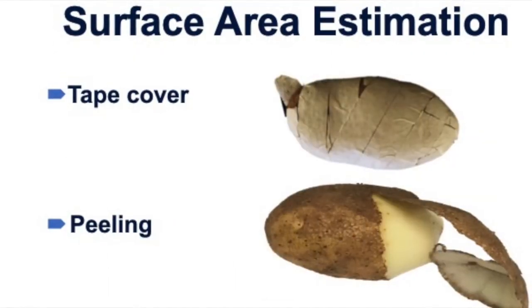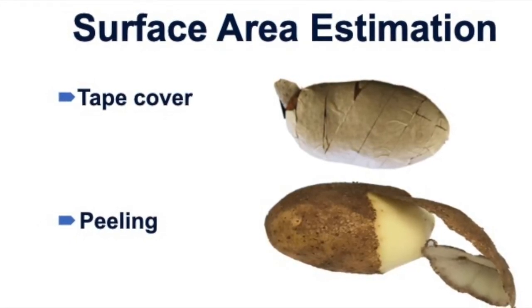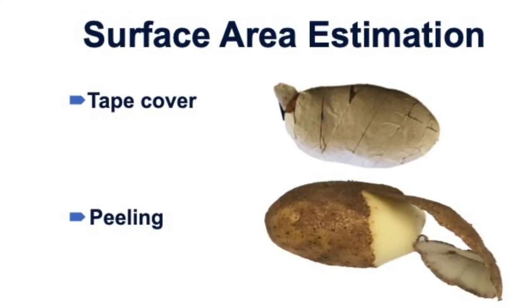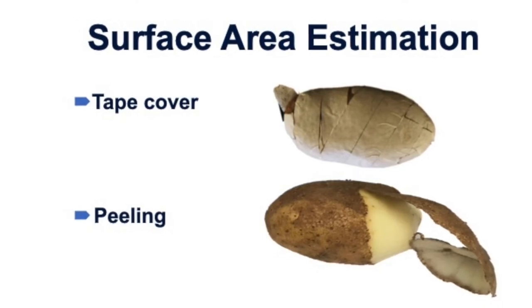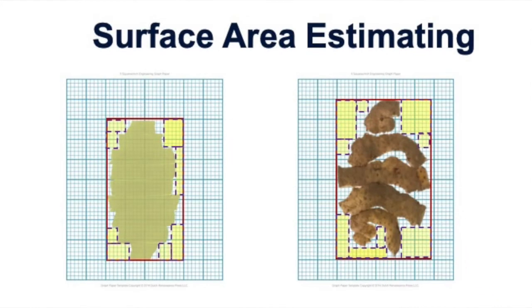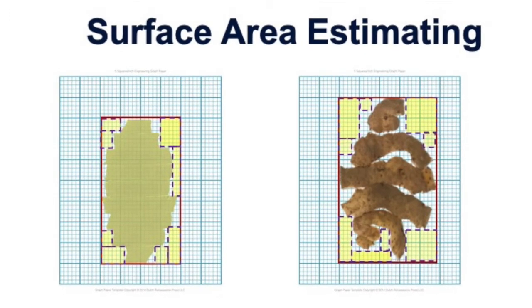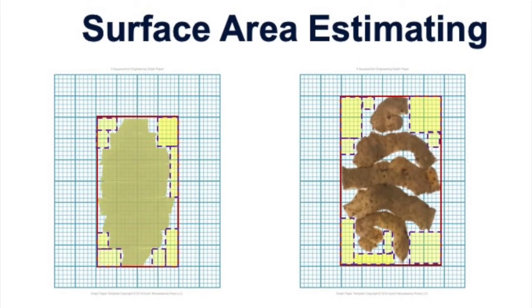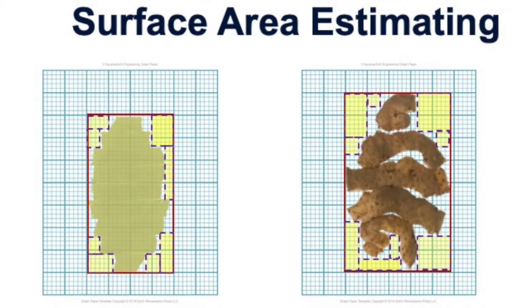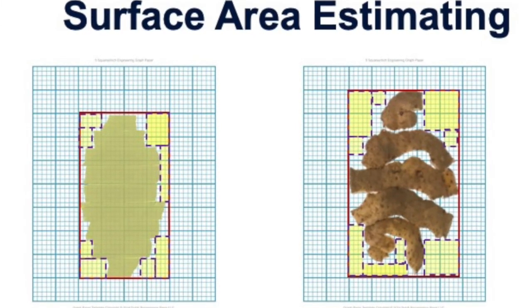The second part of this lab is to estimate the surface area of the potato. The first step is to either completely cover the potato surface using label tape or carefully peel the potato surface off, and then lay out the tape or peels on an engineering graph paper to get the shape of the potato surface area. Similar to the method we use to determine project area, the surface area can be estimated using the engineering graph paper.